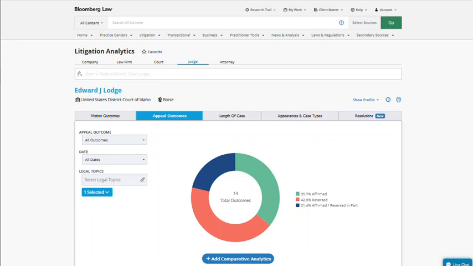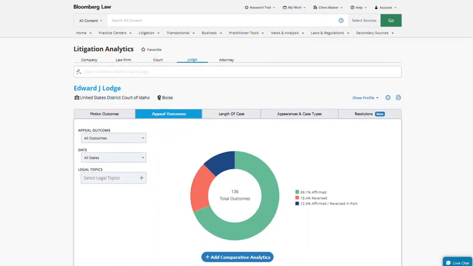It's important to understand the data underlying analytics tools in order to evaluate the results and how to incorporate them into your research. For example, Bloomberg Law Analytics only covers federal courts. Looking at the appeals outcome of the environmental cases from Judge Edward Lodge from the U.S. District Court of Idaho, it looks as though he is frequently reversed, but this is a small data set of only 14 cases. Looking at the much larger data set of 136 of his appeal cases, we can see Judge Lodge is only occasionally reversed.